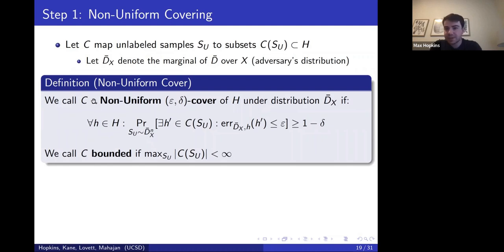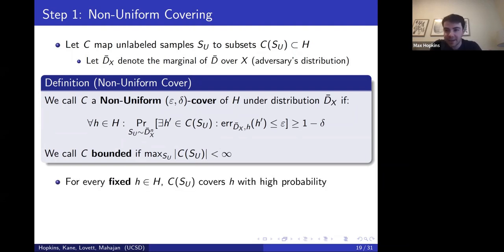We'll say that C, this algorithm mapping samples to subsets of H, is a non-uniform epsilon-delta cover of H under this marginal distribution D_X if for every fixed hypothesis h in H, the following statement is true with high probability over unlabeled samples drawn from D_X: with probability 1 minus delta, there exists something in C(S_U) that is within epsilon distance of h. So with high probability, for every fixed h in H, we want to make sure that there exists something in the cover that is close to h, some h prime that is within epsilon distance of h. And like I said before, we want our covers to be finite as well. So we'll call C bounded if its support is finite, if these output sets C(S_U) are all bounded in size.